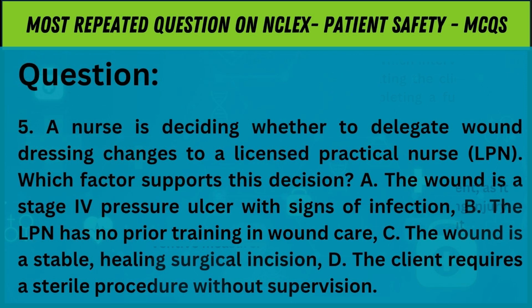5. A nurse is deciding whether to delegate wound dressing changes to a licensed practical nurse (LPN). Which factor supports this decision? A. The wound is a stage 4 pressure ulcer with signs of infection. B. The LPN has no prior training in wound care. C. The wound is a stable, healing surgical incision. D. The client requires a sterile procedure without supervision.